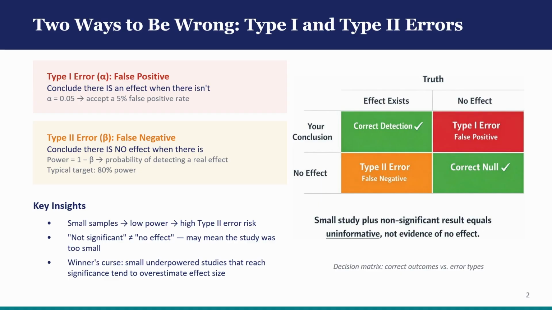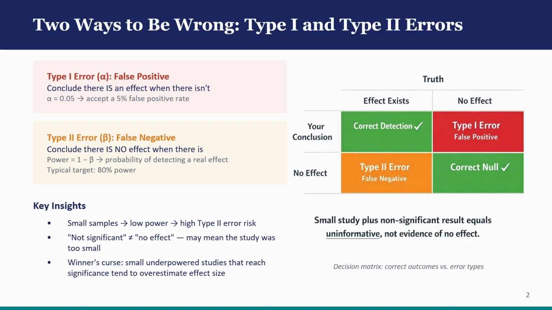Type 2 is the false negative, and this is where most mischief happens in small veterinary studies. The treatment works, but your study was too small to reliably detect it. You conclude no significant difference, and people read that as the drug doesn't work. Wrong. It may mean the study was underpowered.